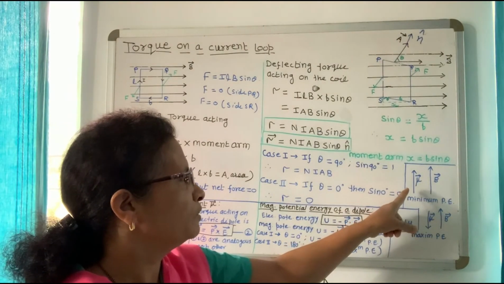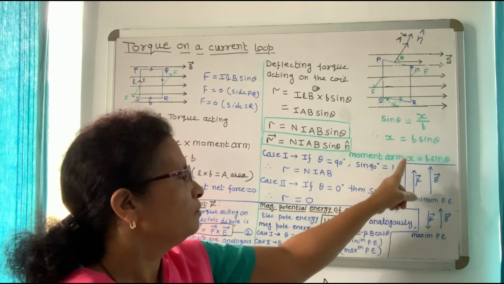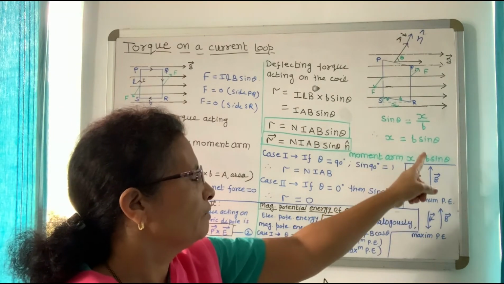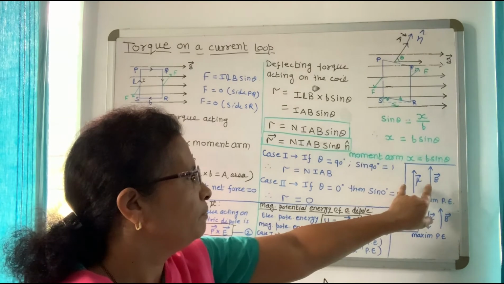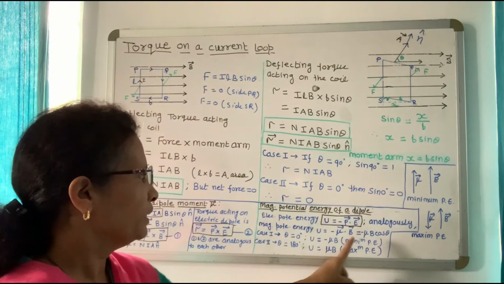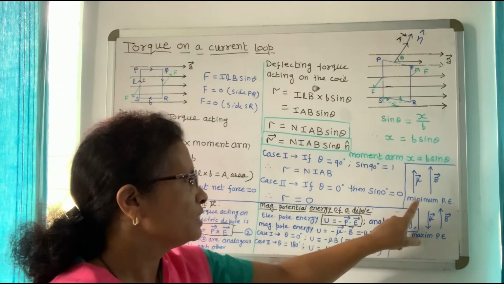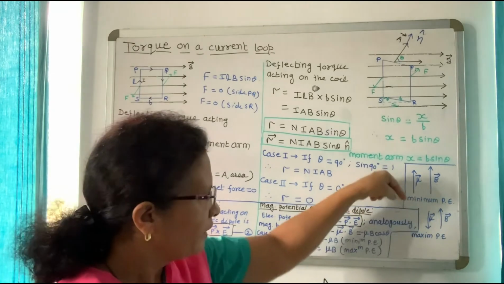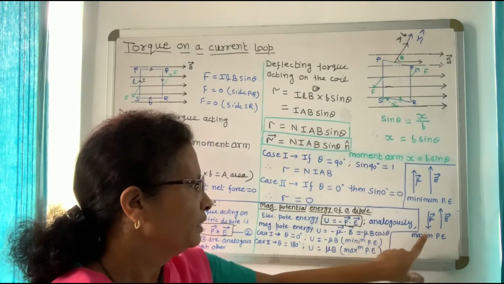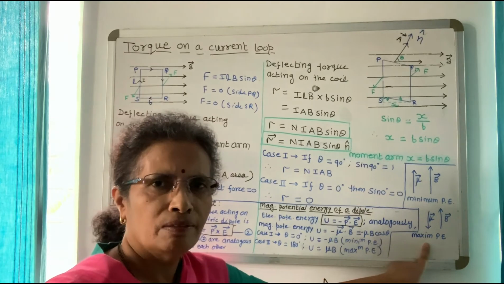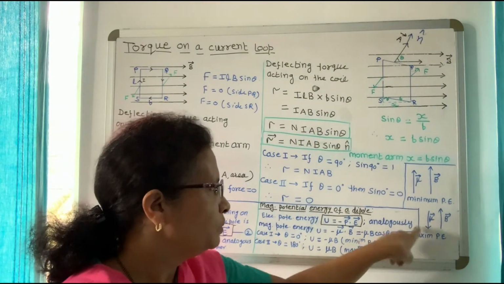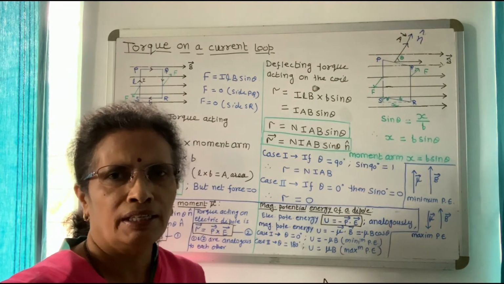See this diagram also. This is the magnetic dipole moment and this is the magnetic field. When they are parallel to one another, the angle between them is 0 degrees, so this is the minimum potential energy. And when they are anti-parallel to each other, the angle between them is 180 degrees, so this is the position of maximum potential energy.